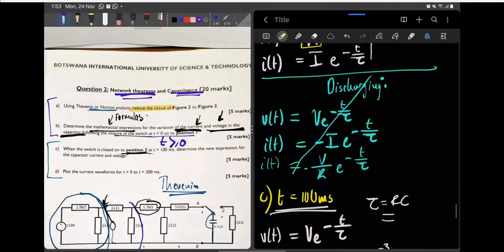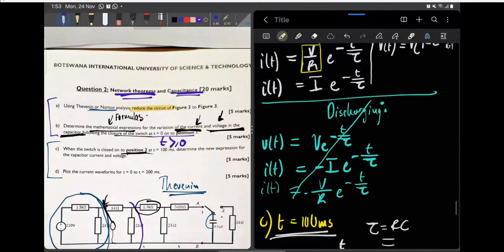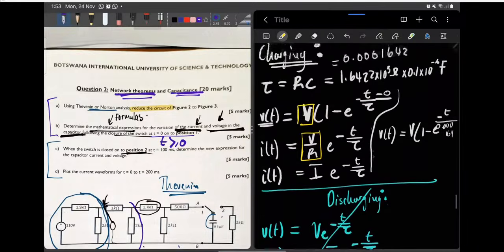So let me continue with B. This is going to be V as a function of time is going to be equal to, start with this.